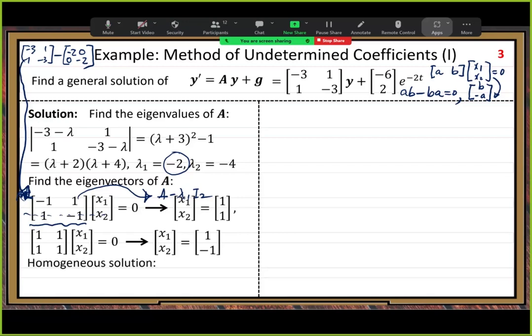Homogeneous solution. Y_H equals C1 times the first eigenvector times e to the negative 2t, corresponding to the first eigenvalue, plus C2 times the second eigenvector times e to the second eigenvalue times t. That is the general solution, our standard form of general solution. So we finished the first half of solving the non-homogeneous equation.